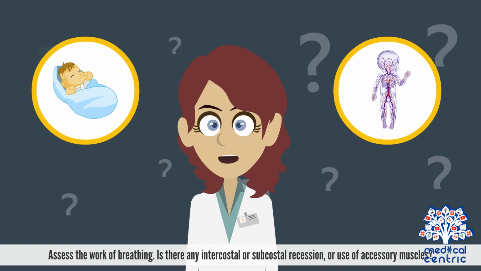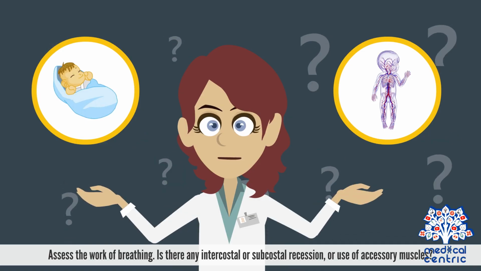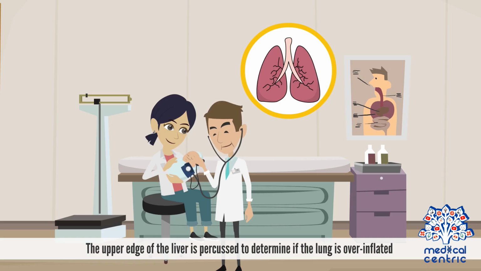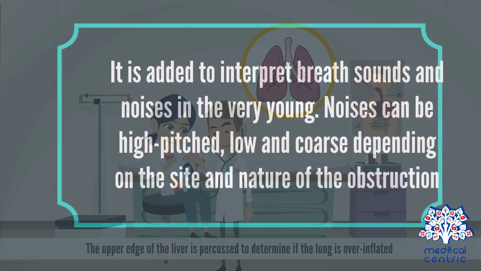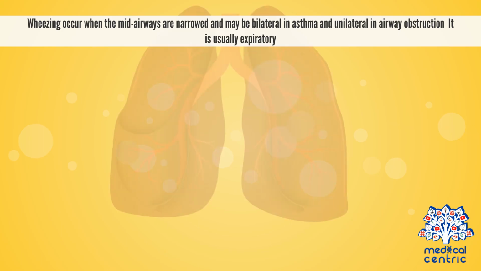Respiratory system. Assess the work of breathing. Is there any intercostal or subcostal recession, or use of accessory muscles? The upper edge of the liver is percussed to determine if the lung is overinflated. It is added to interpret breath sounds and noises in the very young. Noises can be high-pitched, low and coarse, depending on the site and nature of the obstruction.